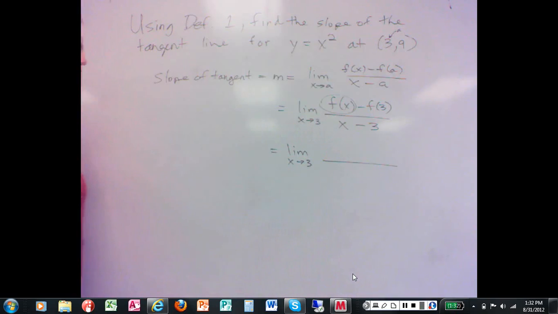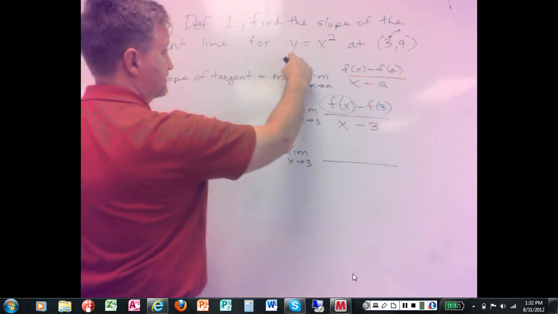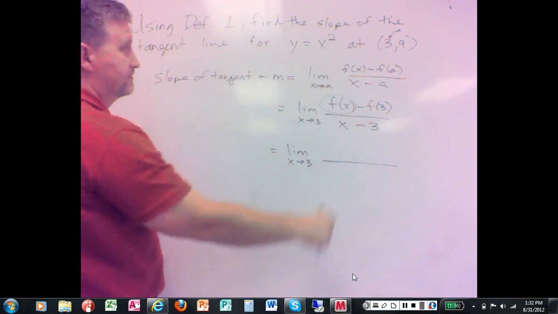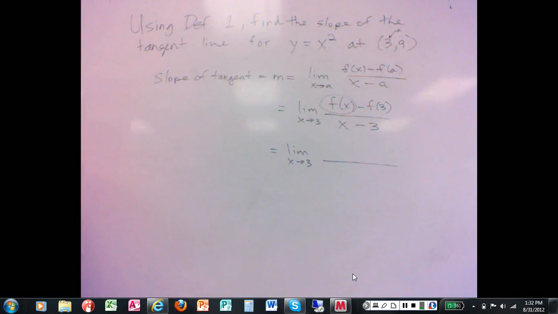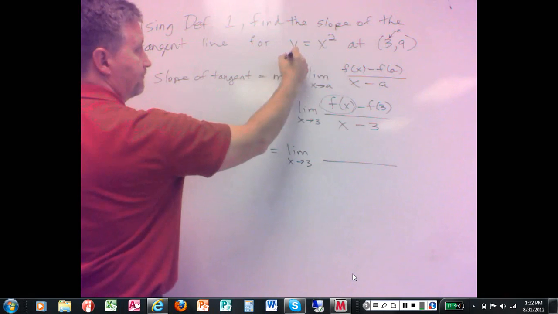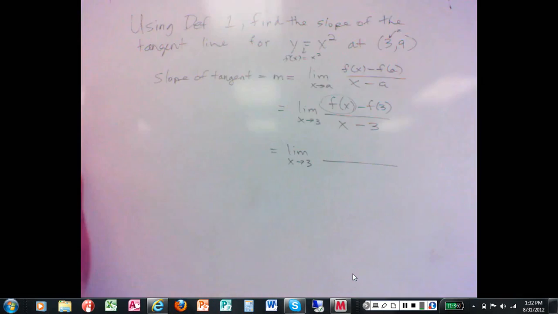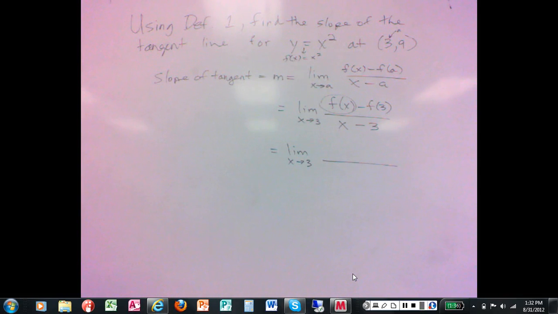What's f of x? F of x is the varying function value here. Well, they say it's y equals x squared, but that's synonymous with f of x equals x squared. This is f of x right here, right? Same thing. Y equals x squared, f of x equals x squared. So what is f of x here? It's the x squared.